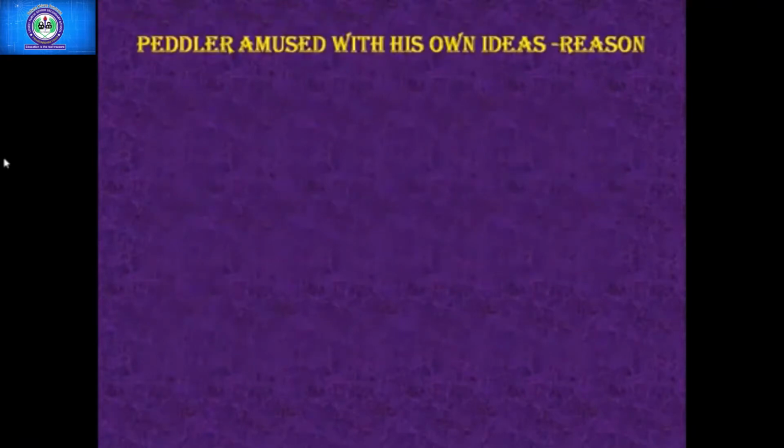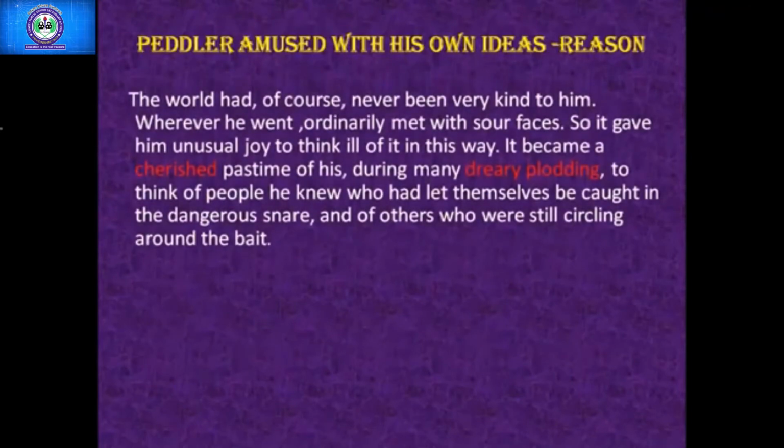Peddler amused with his own ideas. Peddler was amused with his own idea. Thinking world as a rat trap, Peddler was very happy. So why Peddler was happy? Because the world had, of course, never been very kind to him. Wherever he went, he ordinarily met with sour faces. So it gave him unusual joy to think ill of it in this way. It became a cherished pastime of his.